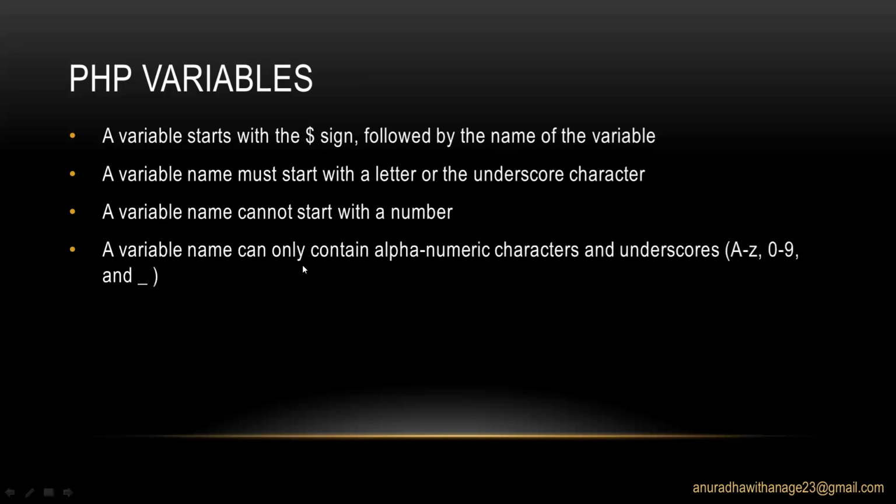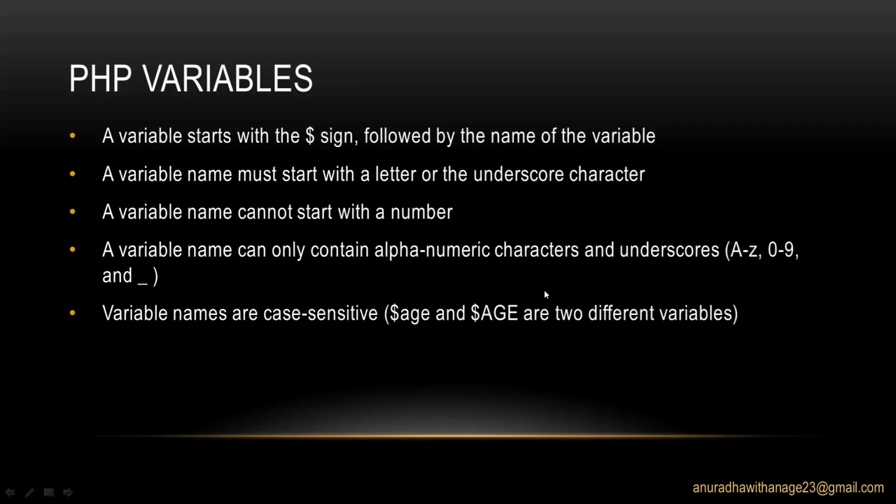However, a variable name can only contain alphanumeric characters and underscores. In the middle, in between, you can use numbers. You can't start with a number, but in between you can use numbers. But there are also restrictions. Alphanumeric characters are okay. Alphanumeric means A to Z letters and 0 to 9 numbers. Those are okay, and underscore is okay. Other characters cannot be used.